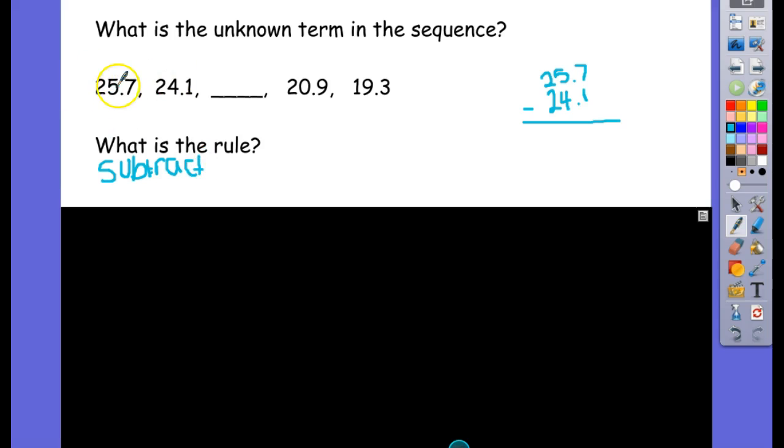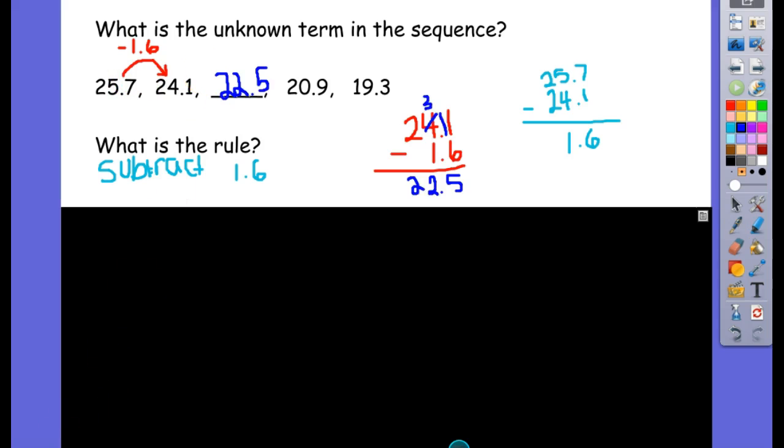So I'm going to take 25 and 7/10, and I'm going to take 24 and 1/10, and I'm going to find the difference. The same way you found the difference with the first problem is the same way we're going to do it with this one. 25 and 7/10 minus 24 and 1/10: 7 minus 1 is going to be 6/10. 5 minus 4 is 1. 2 minus 2 is 0. So the rule is subtract 1.6, because that's the difference between the two numbers.